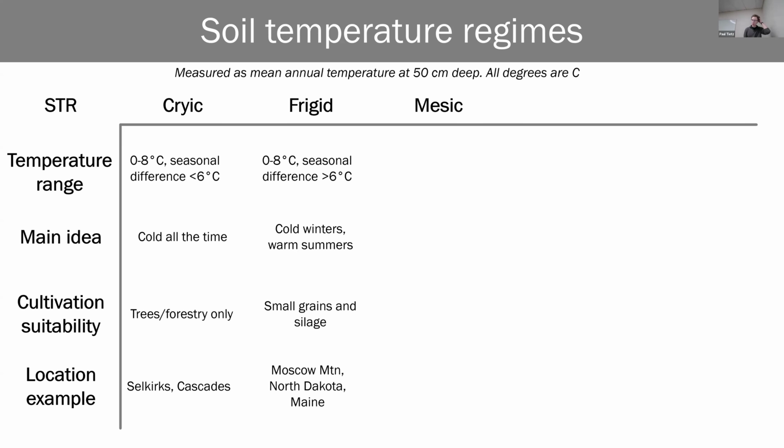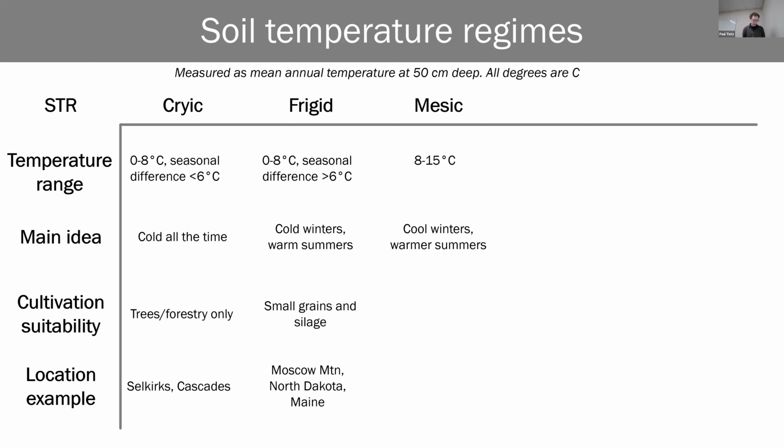Our mesic temperature regime, this one should be familiar. That's where most of our soil pit field trips have been and what we have on the Palouse. The mean average soil temperature is between 8 and 15 degrees Celsius. We're kind of on the cold side on the Palouse. We're kind of on the low end of that because of our cool winters. But in general, warmer summers. So we're just increasing the average temperature a little bit.